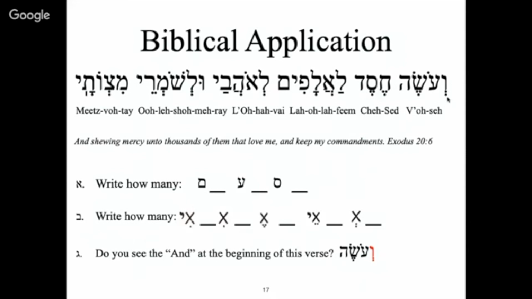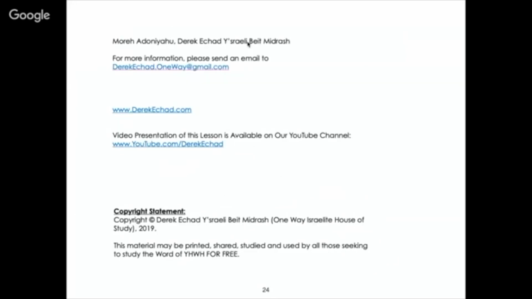This says: oseh chesed la'alafim le'ohavai u'leshomrei mitzvotai. And showing mercy unto thousands of them that love me and keep my commandments. Okay. So that is it for our beginners class.